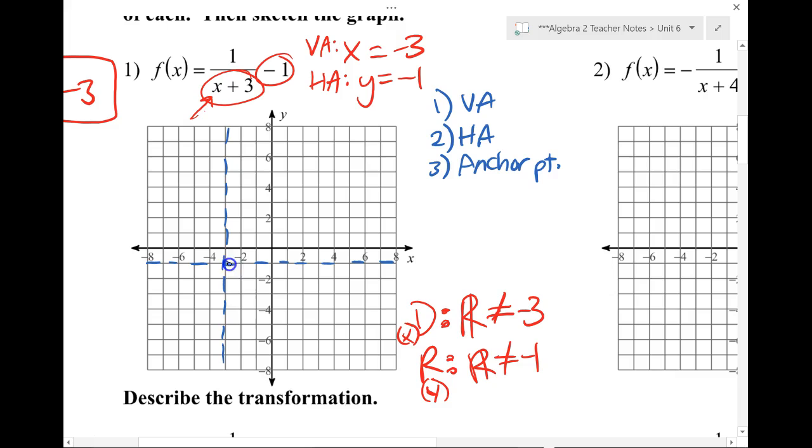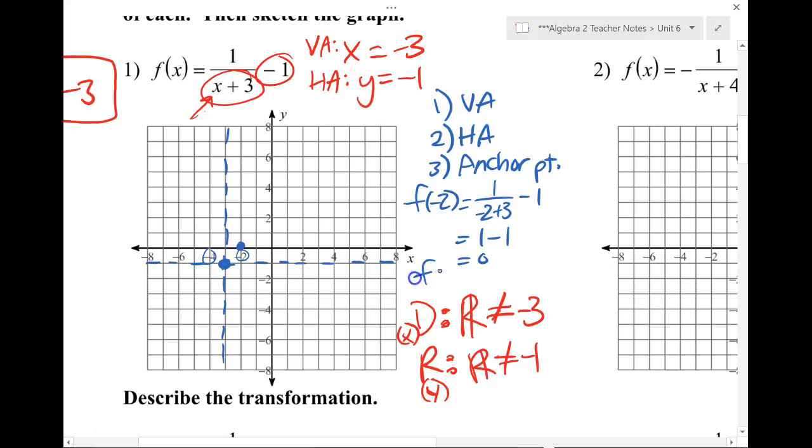We do that by starting at the center of your graph and picking an x value to the right and to the left. In this case we'll have -2 and -4, and just find the y value for each point. So f of -2, I'm going to plug it into the original function: 1 over -2 plus 3, minus 1. Now -2 plus 3 is plus 1. Then we have 1 over 1, which is just 1. Then subtract 1 is 0. So our first point is at -2, 0, right there.